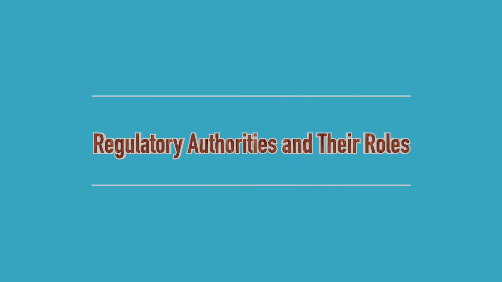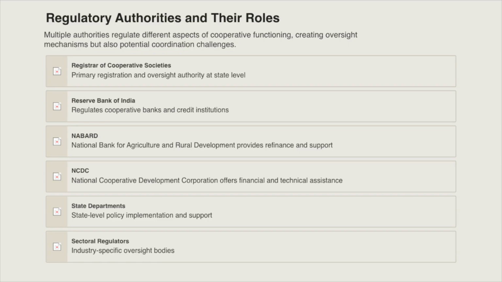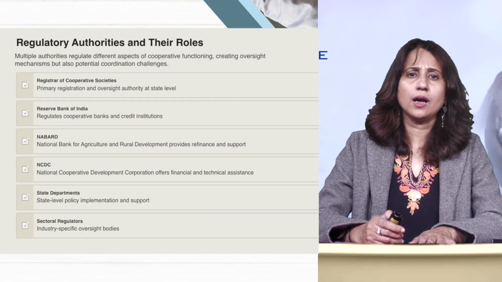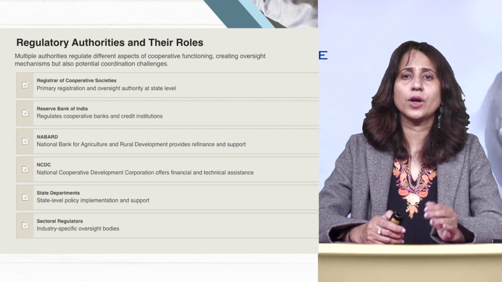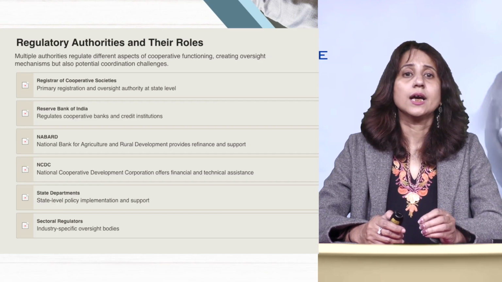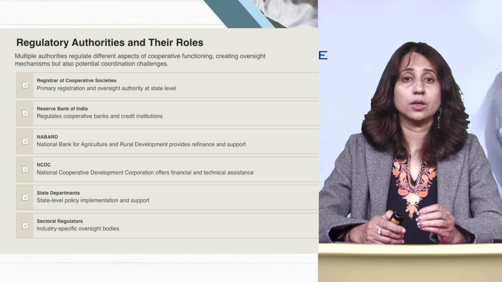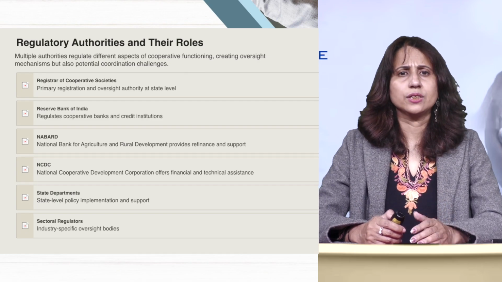Then let us discuss some of the regulatory authorities and their roles. First is the Registrar of Cooperative Societies. Each state has a registrar who is the primary regulatory authority for cooperatives registered in that state. The registrar maintains cooperative registers, approves bylaws, conducts inspections and audits, and so on. Then Reserve Bank of India, RBI, regulates cooperative banks regarding prudential norms and capital adequacy, asset quality, exposure limits, and banking operations.